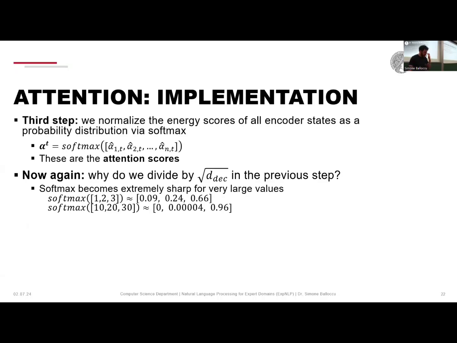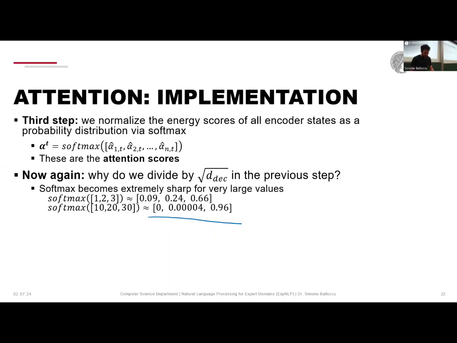So softmax becomes very, very sharp when the values get larger. For example, compare the softmax of 1, 2, 3 with the softmax of 10, 20, 30. You can see that there is still a sharp difference here: 0.09, 0.24, 0.66. Most of the weight is on the biggest value, but look how it becomes here. Basically you have pretty much all the value there.